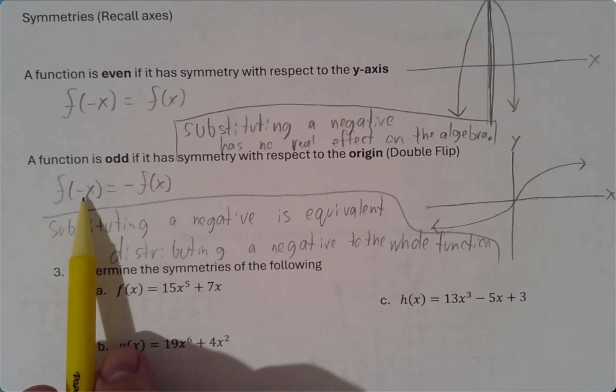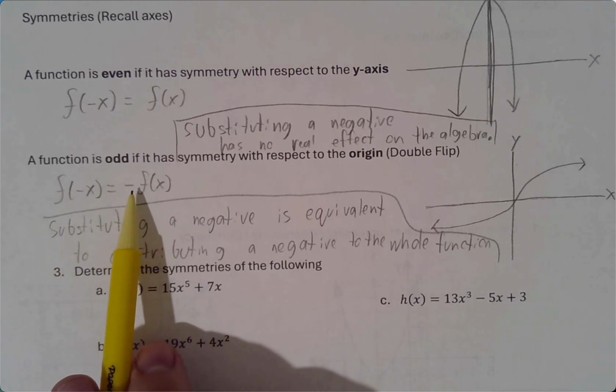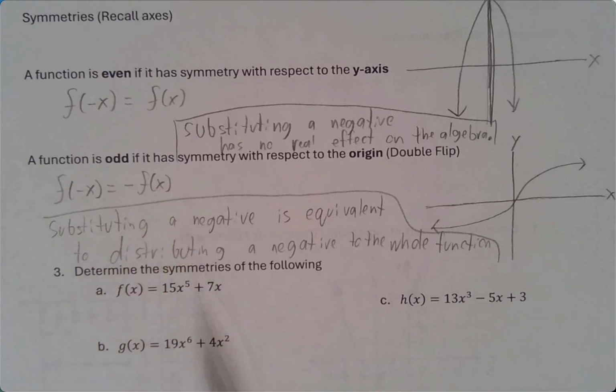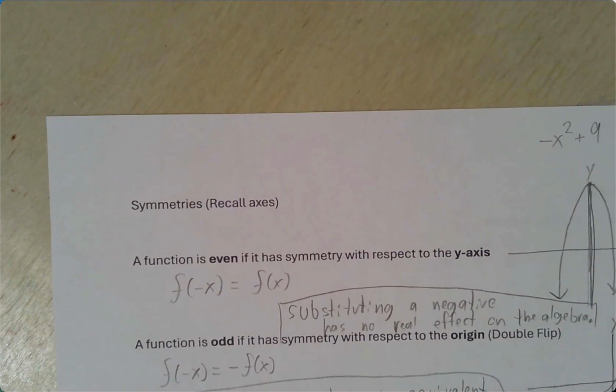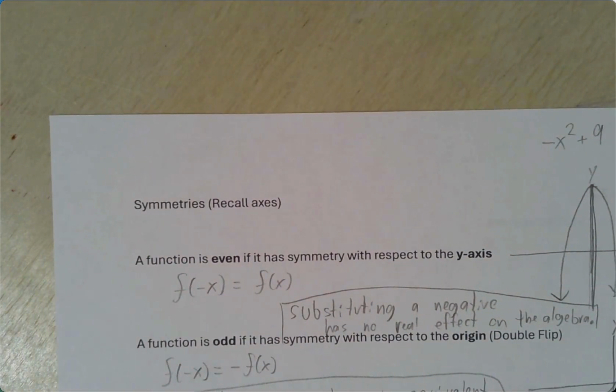If you replace this with a negative x, it's the same as essentially distributing a negative to the whole function itself. And I think we did that on another page. One minute, let me find it. It was in the last section. Like I said, we were kind of leading up to something.